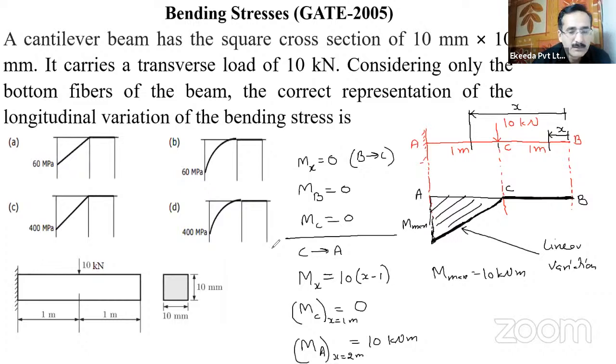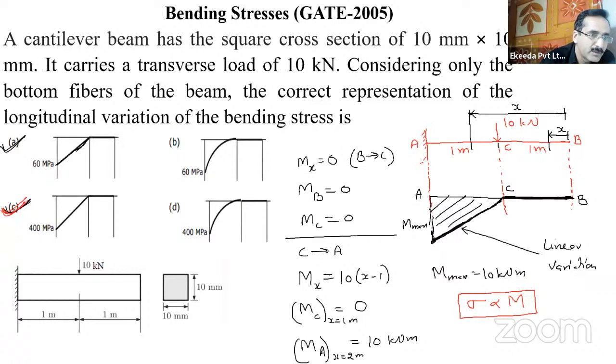So it means that the answer is either A or B or C, because in these two cases the variation is linear, right? Because the variation is the same as that of the bending moment. The stress is proportional to M at the bottom fiber. So either C is the answer or A is the answer. But what is the exact answer?